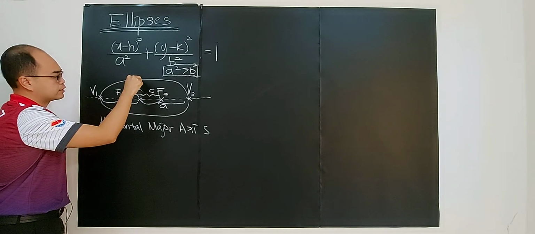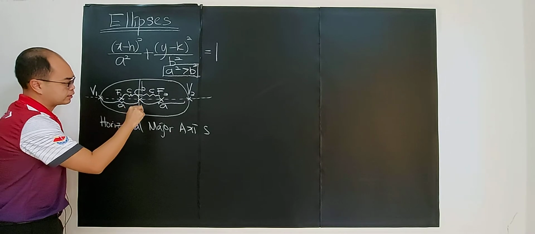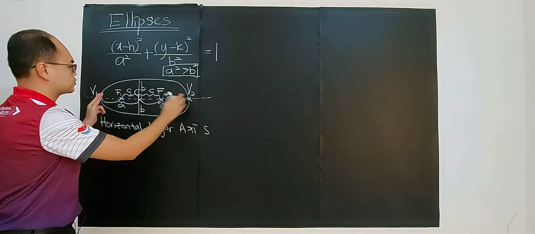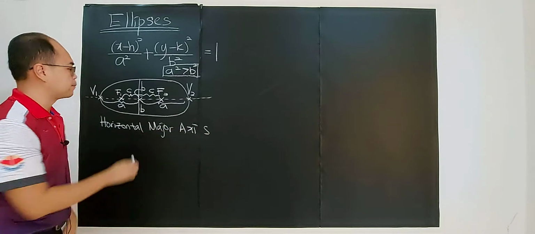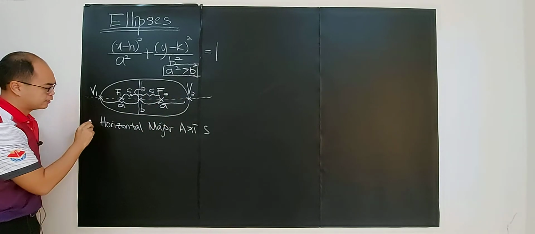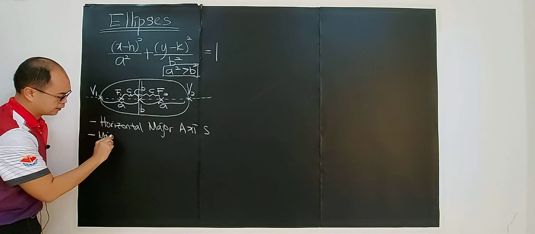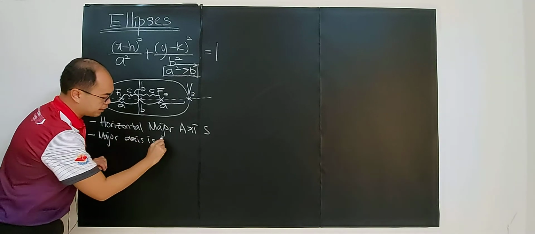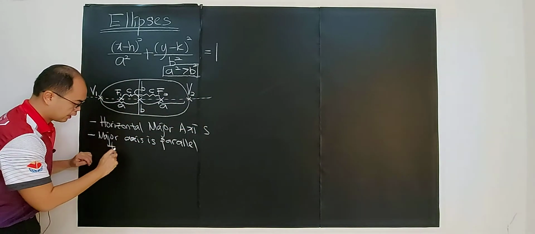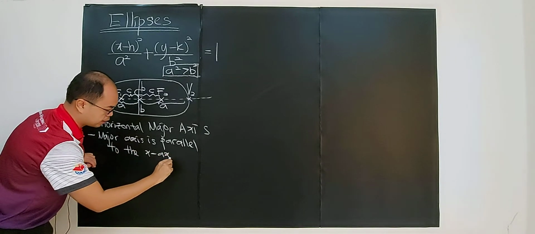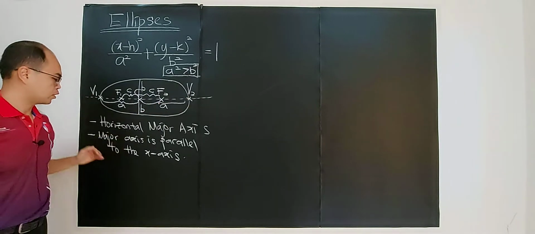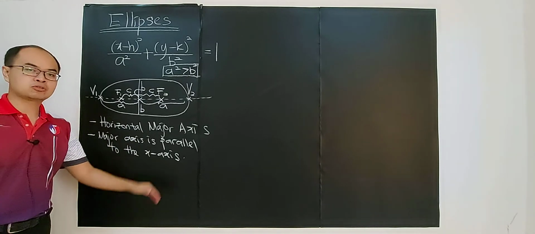And b will be the minor axis. So I've introduced you to the vertex, focus, and center, and this is a horizontal major axis. Major means the bigger one. This is the minor axis, this is the major axis. When this is horizontal, it's parallel to the x-axis. So we either say horizontal major axis, or we say the major axis is parallel to the x-axis.